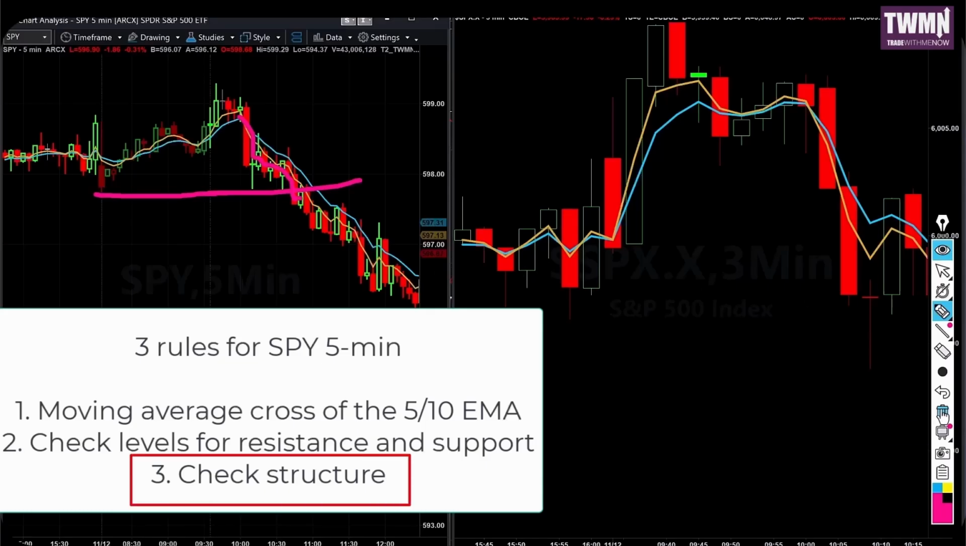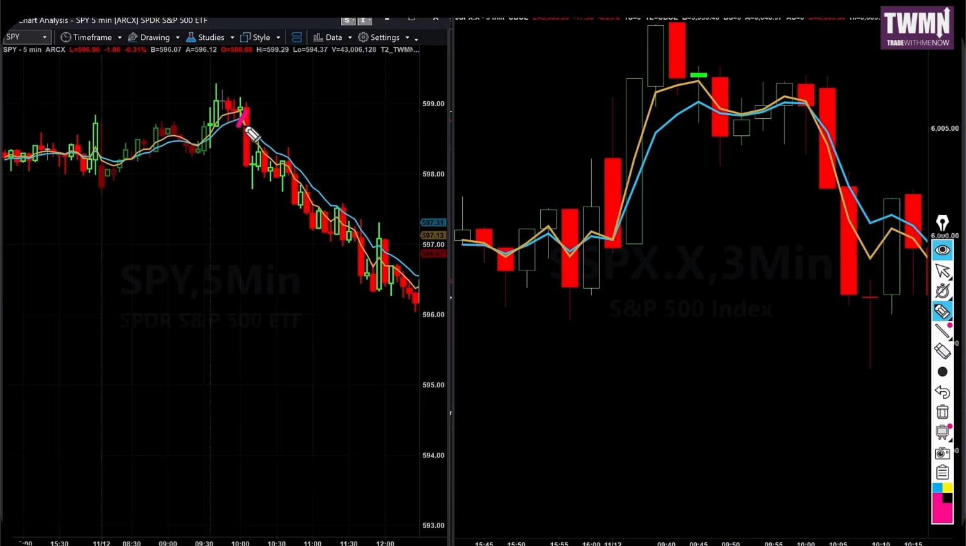I want to see structure. So how do I look at structure? Well, once the moving averages break and this goes down, let me draw in yellow, I want to make sure that I'm seeing lower highs and lower lows. So I want to see this. I don't want to have it do this and then go back up and go, uh-oh, I made a mistake.